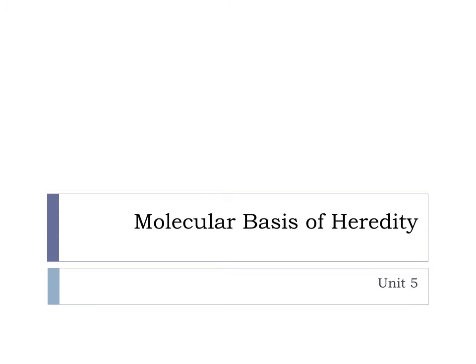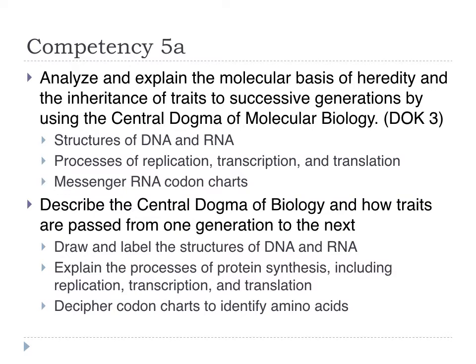This unit is Unit 5, and it is the molecular basis of heredity. It's Competency 5A according to the Department of Education, and we will discuss the central dogma of biology, how traits are passed from one generation to the next. You will be able to draw and label the structures of DNA and RNA, explain the process of protein synthesis, and decipher codon charts to identify amino acids.